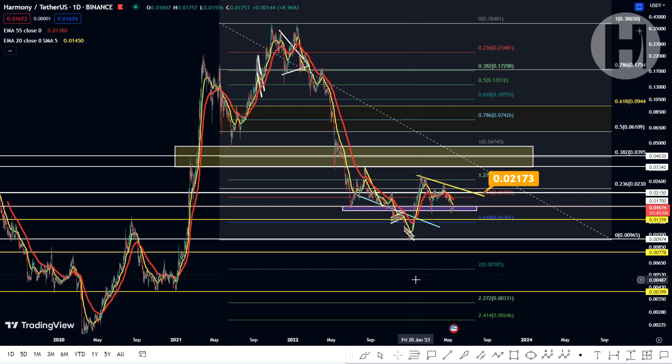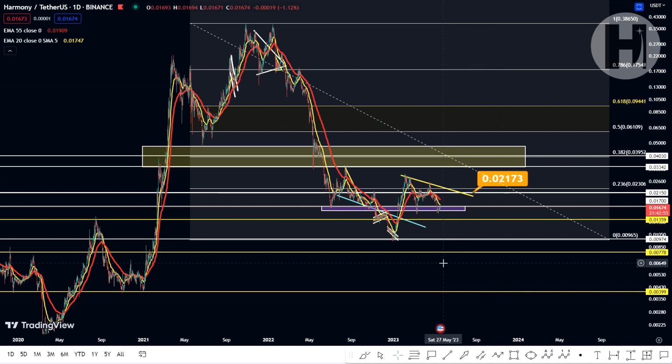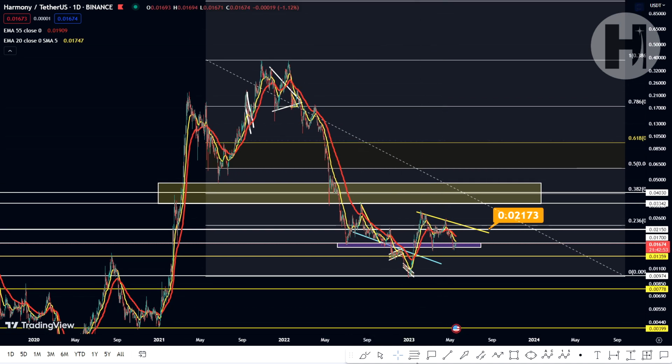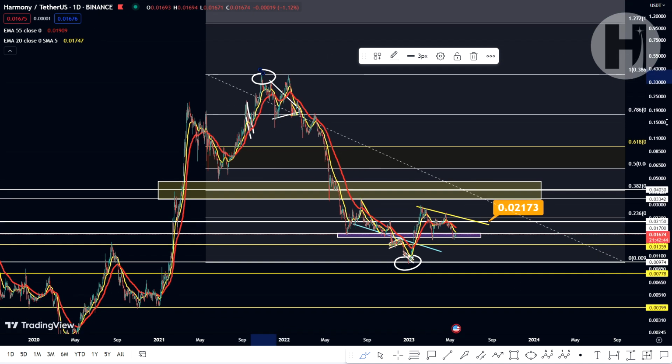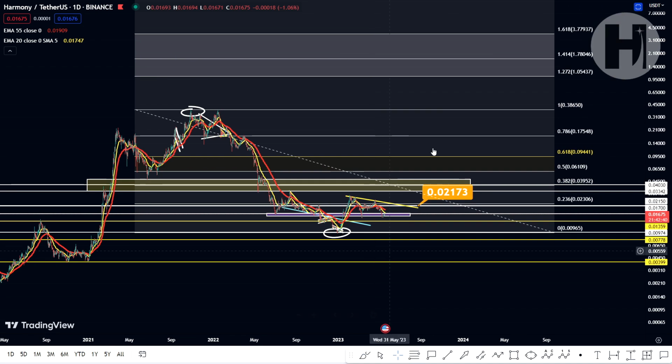Now let's jump straight into the TA. Taking a look at the daily chart, if I remove one of the fibs, you can see that we have a Fibonacci retracement set up from the January low of 2023 all the way back up to the November 2021 high, and our 1.618 target during the next bull market is going to be at around $3.77.